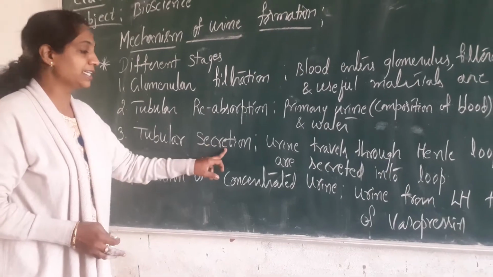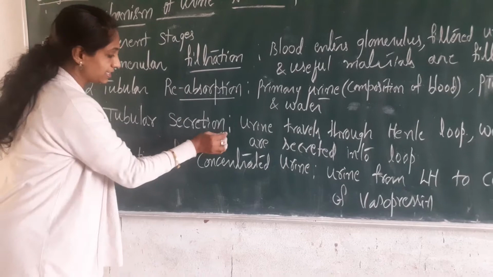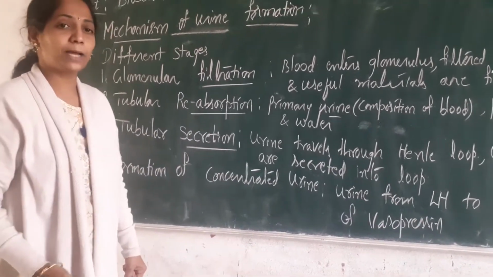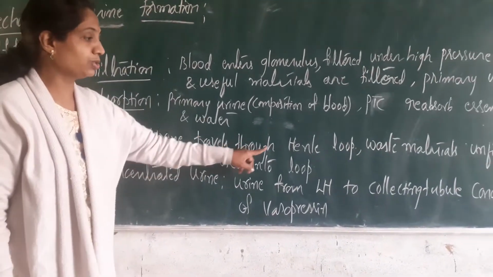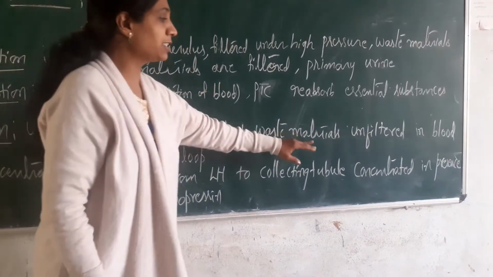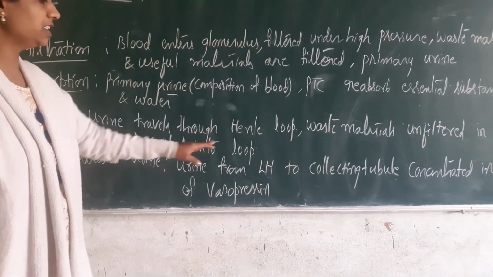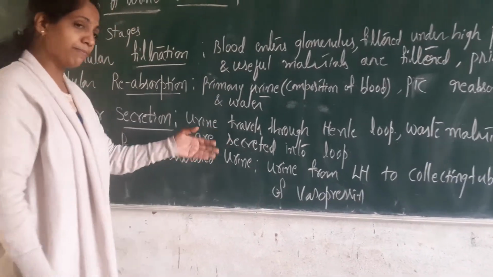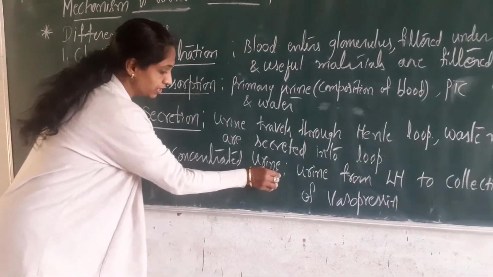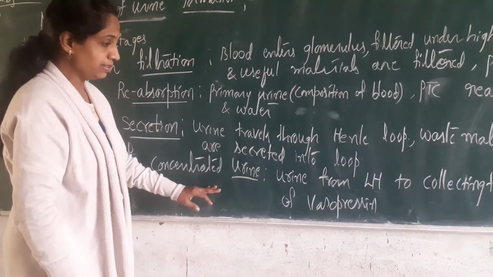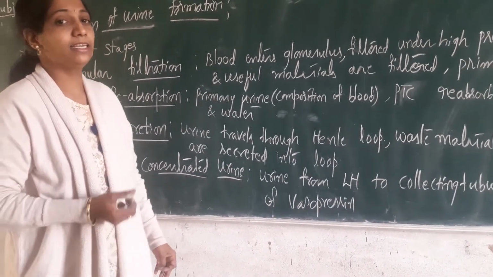Here the first step is filtration, the second is reabsorption, and the third step is secretion. So what happens in the loop of Henle? In the urine traveling through the loop of Henle, whatever waste materials are still in the blood and were not filtered are secreted into the loop of Henle. Then, from the loop of Henle, comes the formation of concentrated urine. The urine moves into the next region, and here it gets concentrated. Concentrated means thicker in nature.